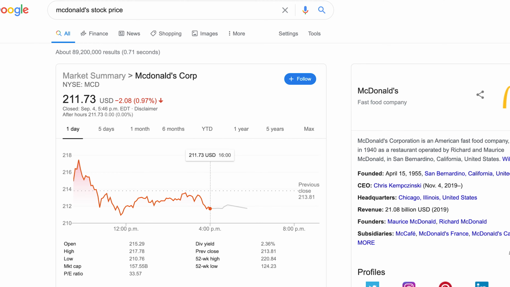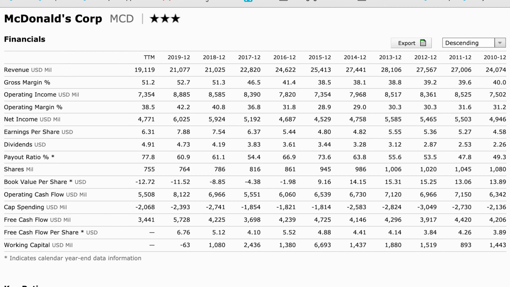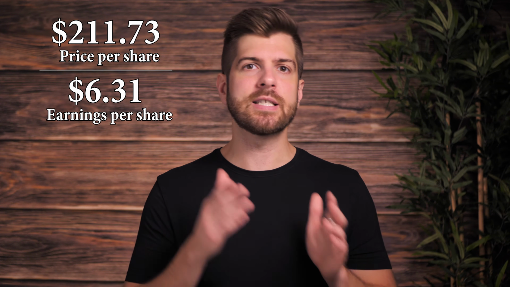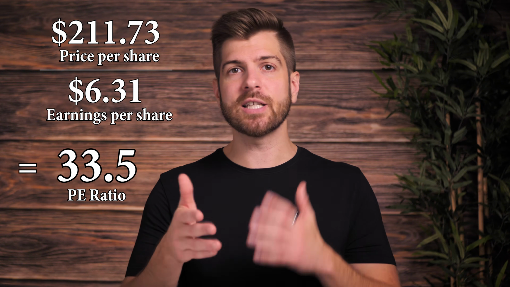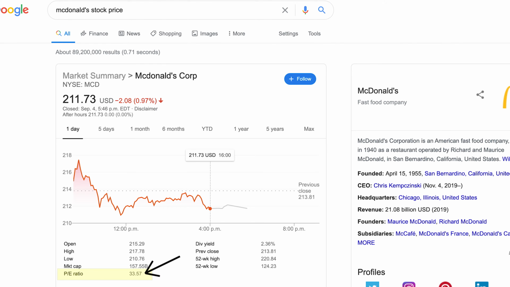So let's do an example so that I can show you. We can see here that McDonald's has a price per share of $211.73 right now on the day that I'm filming this. And we can also see that the earnings per share over the past 12 months is $6.31. So if we take the $211.73 price and divide it by the $6.31 earnings, we get a PE ratio of 33.5. And obviously that's in line with the figure here shown on Google. But what does that mean and why is that useful?